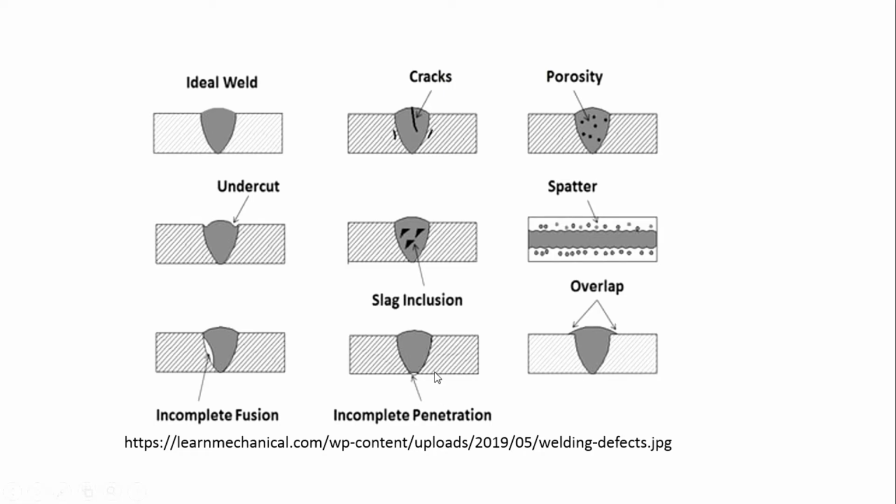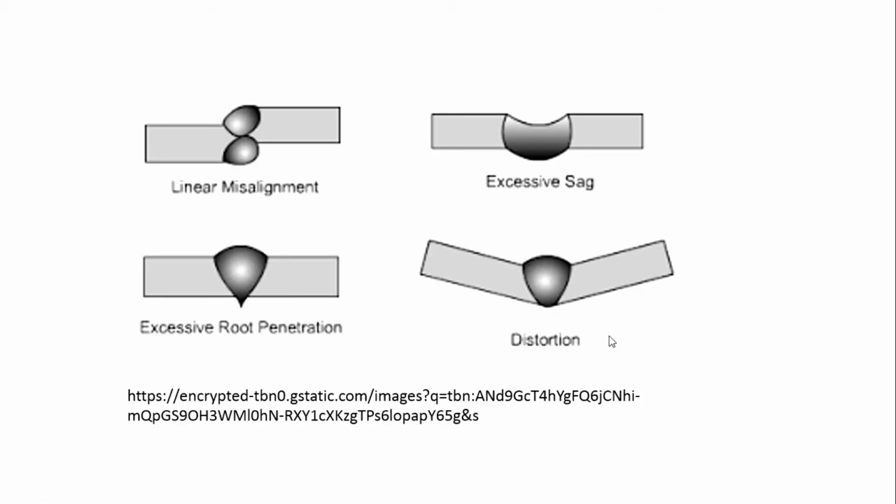Incomplete penetration: you can see the bottom side is not completely penetrated, that means only this much portion is covered, so strength will always reduce. Overlap means excess metal was deposited over here; if you correctly adjust the welding speed, you can avoid it. Some other things: misalignment. I want to make a butt joint, but while doing the welding process, one workpiece got lifted up, so misalignment took place. It's not a lap joint. My aim is to make a butt joint.